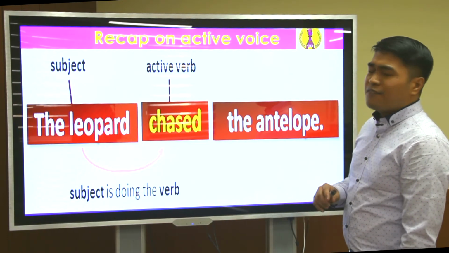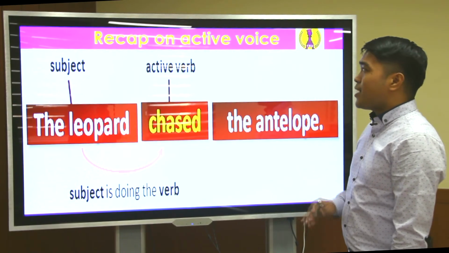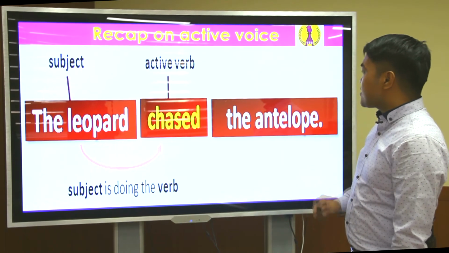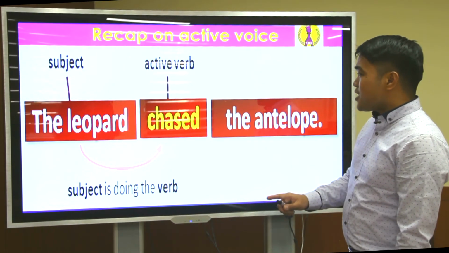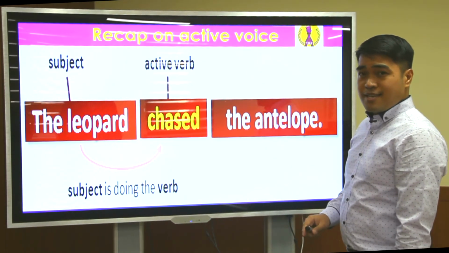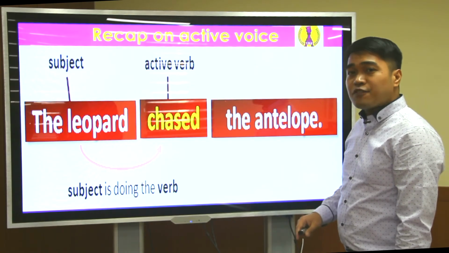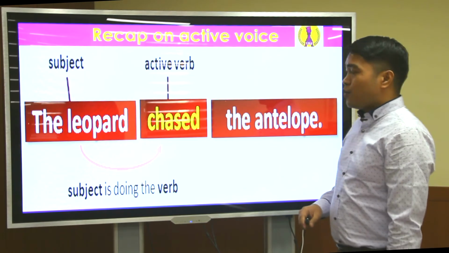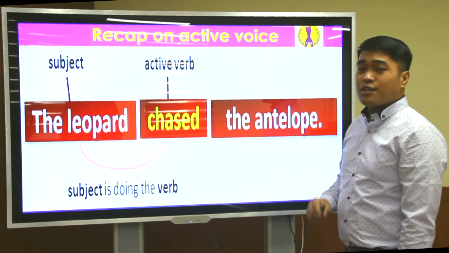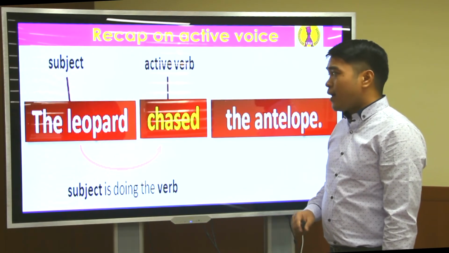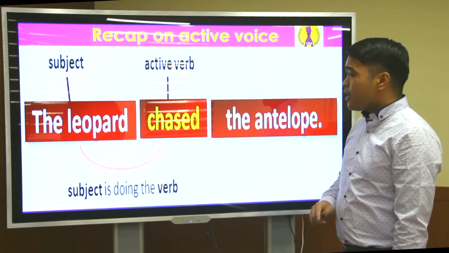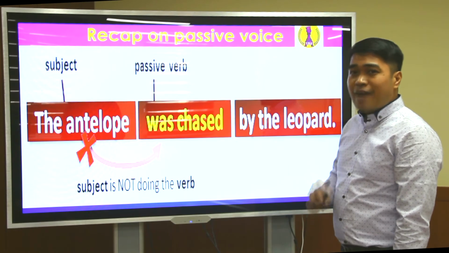Recap is very easy. If the subject is doing the action, that is in the active voice. The leopard chased the antelope. The subject here is doing the action of chasing. You know chasing? Running after someone or something, okay? So the object here is antelope being chased by leopard. So again, subject leopard is doing the action of chased. So active voice, okay?